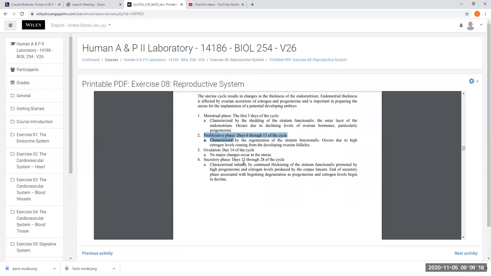Now, day 15 through the 28th day, the last day, is called the secretory phase. It's characterized by a continued thickening of the stratum functionalis that is promoted by high levels of progesterone and estrogens. These are coming from the corpus luteum. So as long as the corpus luteum is viable, progesterone and estrogen stay high and the stratum functionalis stays thick and is able to allow for the fertilized egg to be implanted, right? So those are the phases, and here's what it looks like in the picture. You can really learn everything from the picture if you wanted to, but you need to go review the characteristics of those changes. So let's just talk about it for a second.